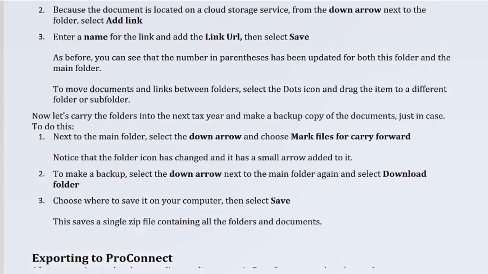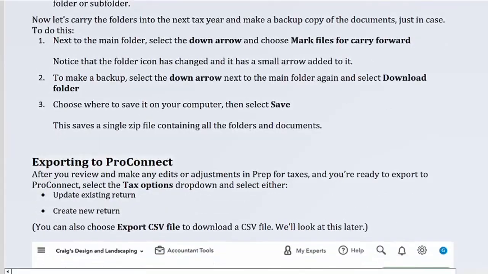Notice that the folder icon has changed and it has a small arrow added to it. To make a backup, select the down arrow next to the main folder again and select Download Folder. Choose where to save it on your computer, then select Save. This saves a single zip file containing all the folders and documents.